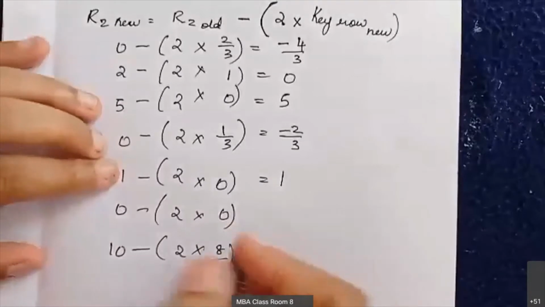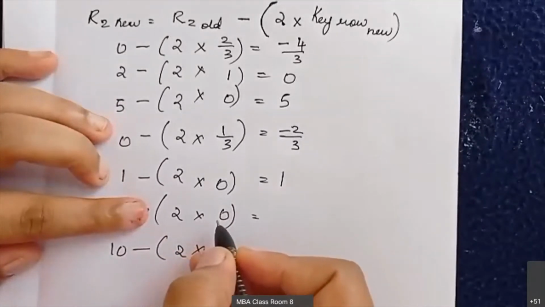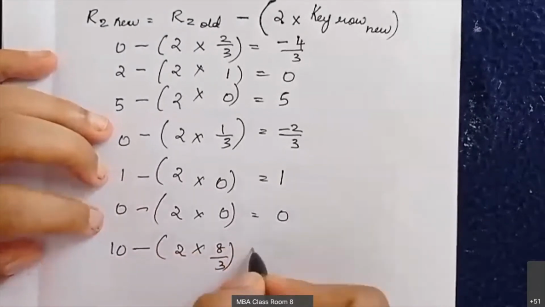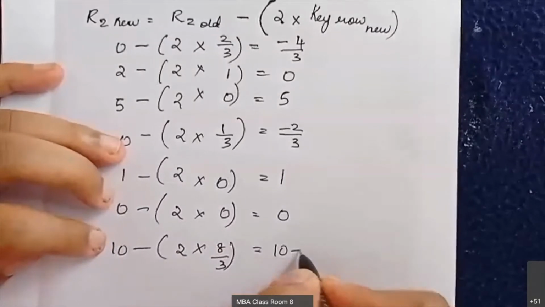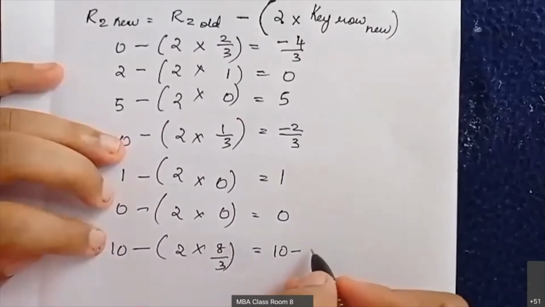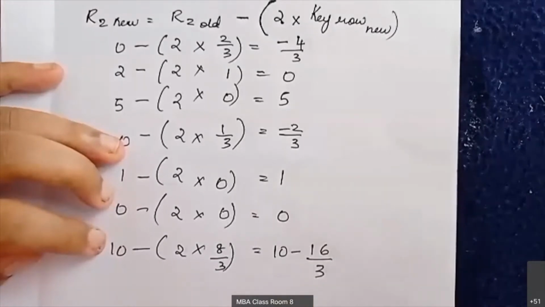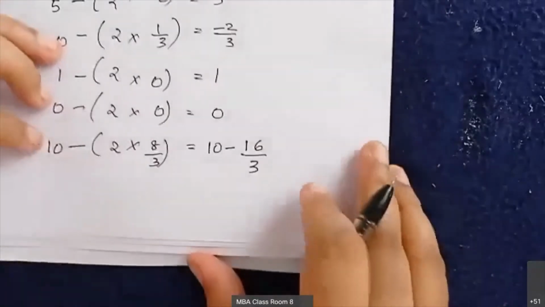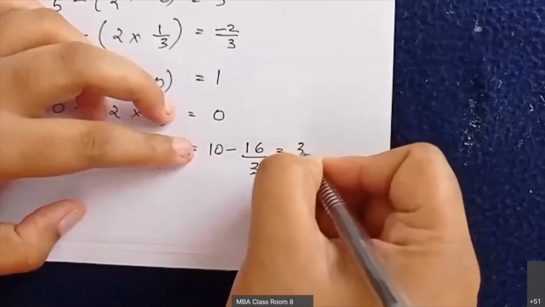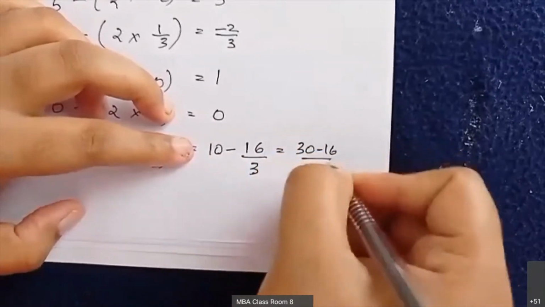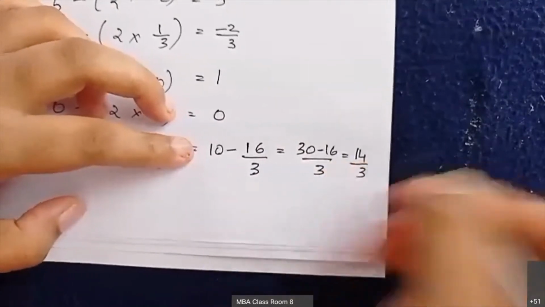Don't write 0 there. Next one, 0 minus 2 into 0. 2 into 0 is 0. 0 minus 0, 0. Next one, 10 minus 2 into 8 by 3. 2 into 8 is 16 divided by 3. How do you solve this? We have to take the LCM and solve it. 3 into 10, that is 30 minus 16 whole divided by 3. It will become 14 divided by 3.